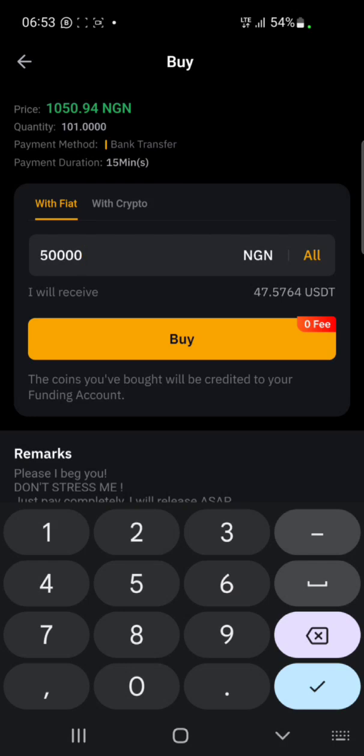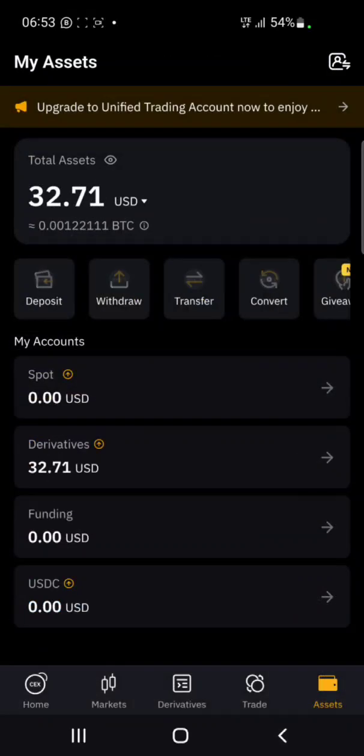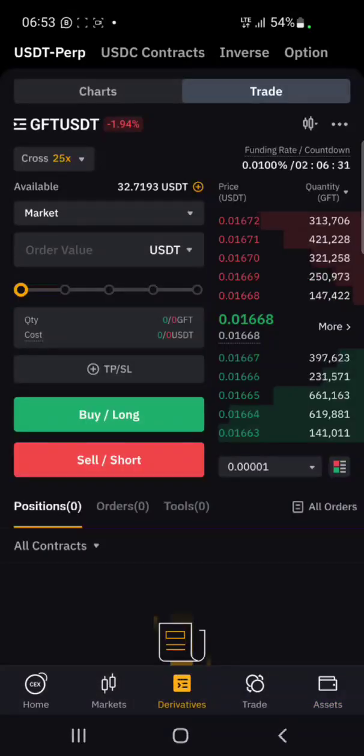So the person will make sure they send the cryptocurrency. That is about depositing. Let's move straight to placing a trade with my signals.